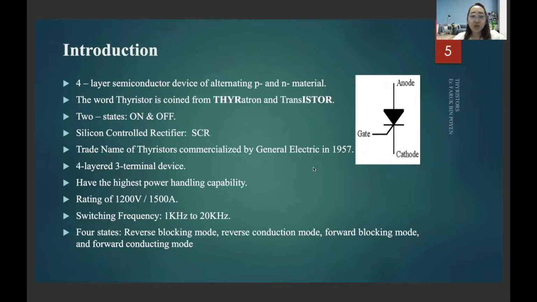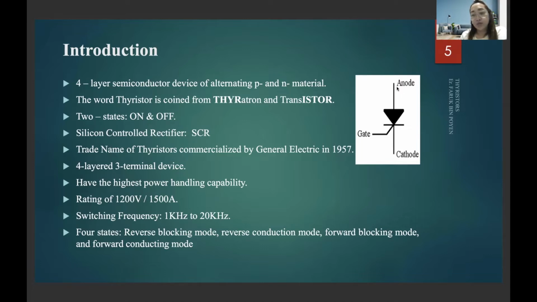Trade name of thyristor is commercialized by General Electric in 1957. Four-layered three-terminal device have the highest power handling capability, rating of 1200 volts or 1500 ampere, switching frequency 1 kHz to 20 kHz. Four states: we have reverse blocking mode, reverse conducting mode, forward conducting mode, and forward blocking mode.